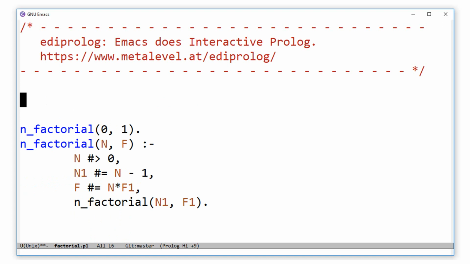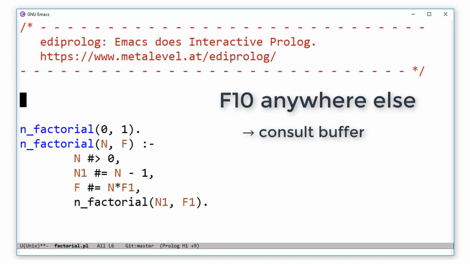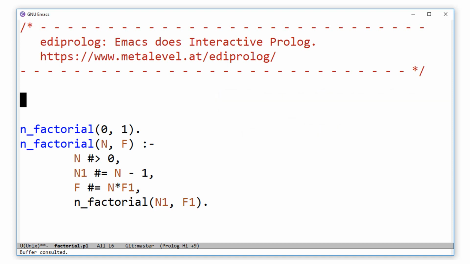Now watch what happens when point is not on a query. For example, at this position we press F10 and we see the buffer is now consulted in the Prolog process. It is not necessary to save the file. The buffer content is what counts. We can now post queries that refer to the definitions we have just loaded. For example, we can post the most general query for n factorial, where all arguments are variables.